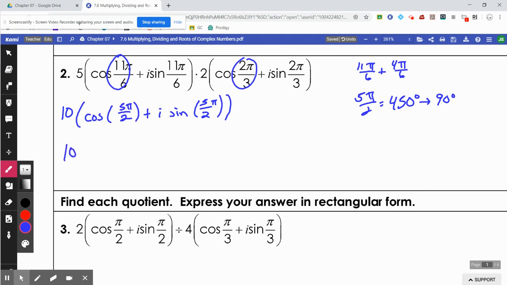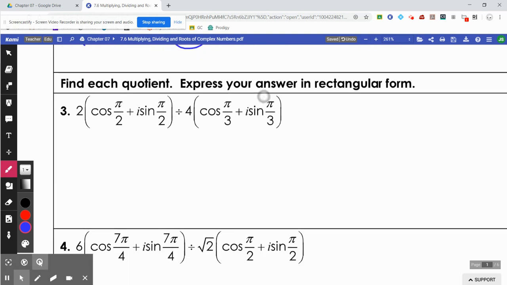So that'd be 10 times the cosine of 90, which will be 0, plus i sine of 90, which will be times 1. So that's going to be 10 times 0, which is 0. Actually, you can do away with that. 10 times 1i will be simply 10i.